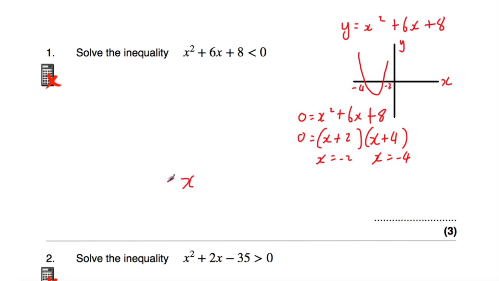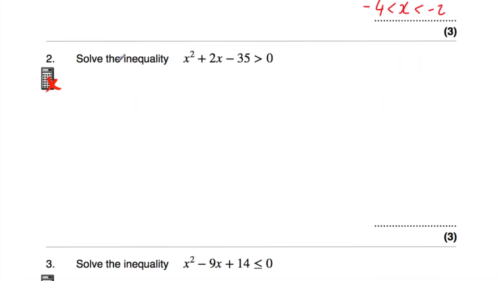So the values of x that are bigger than negative 4 and less than negative 2. So the values of x between negative 4 and negative 2. And that's it. So that's our answer. x would be bigger than negative 4 but less than negative 2. Okay, let's have a look at our next question, question number 2.